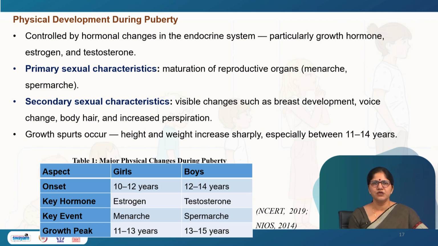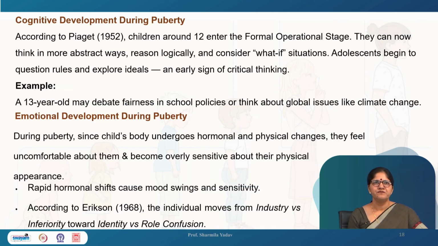The key hormone in puberty is estrogen in girls and testosterone in boys. The key event here is menarche in girls and spermarche in boys. The growth peak is at 11 to 13 years, and in boys it is a bit later, 13 to 15 years.